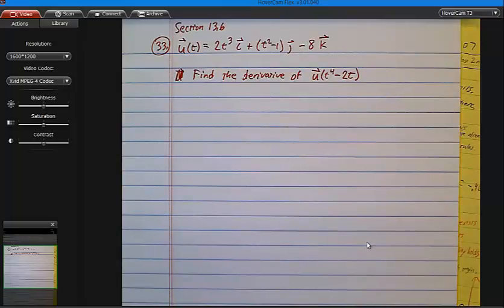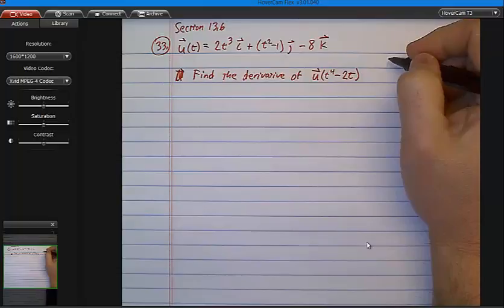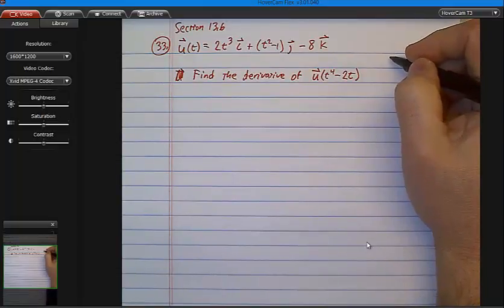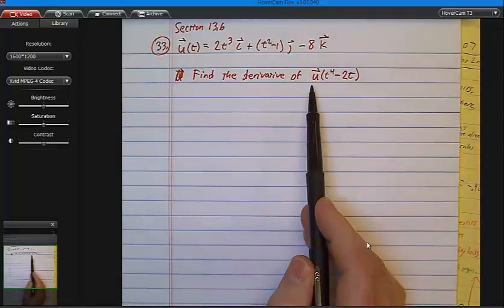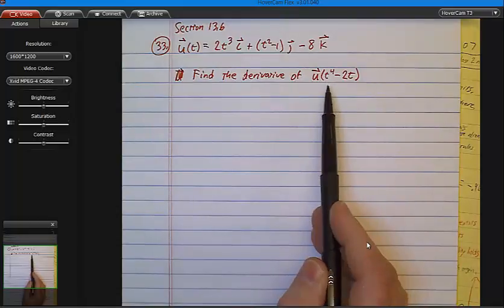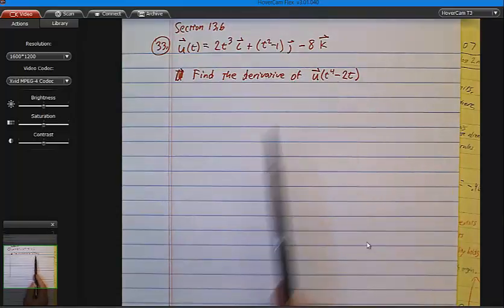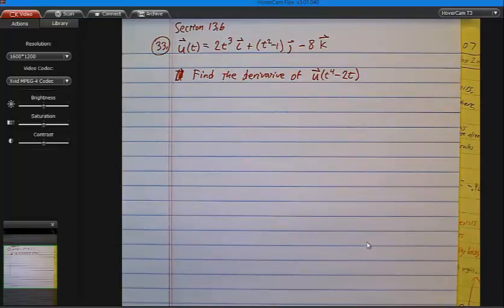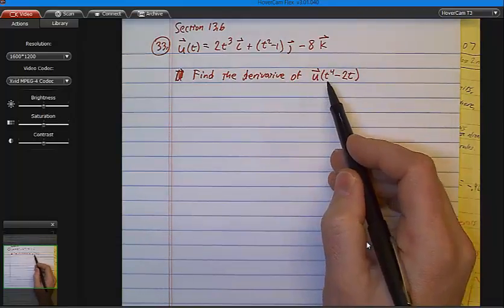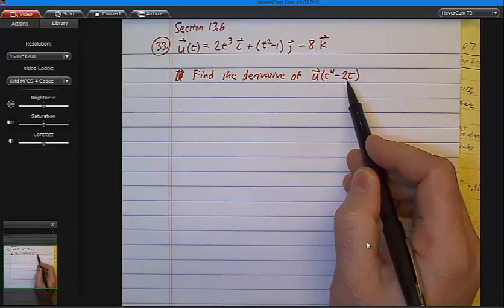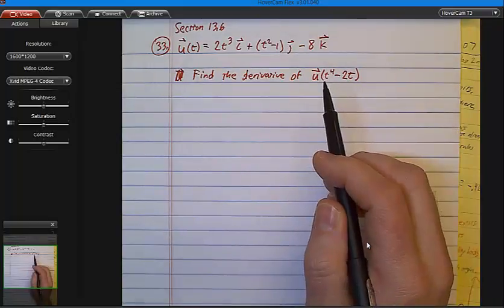So my Calc 1 idea that's coming back here, any guesses? Either product rule, or you could just distribute it beforehand. So that's interesting. I mean, does this mean u times t to the fourth minus 2t? Or what does it mean? So you're thinking chain rule because it means u of t to the fourth minus 2t. And that's an important distinction to make, right?